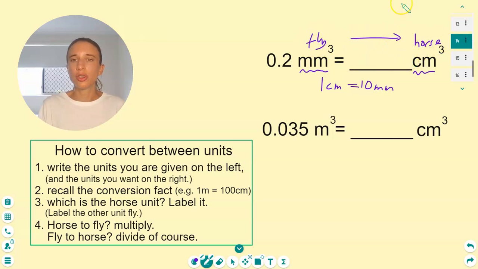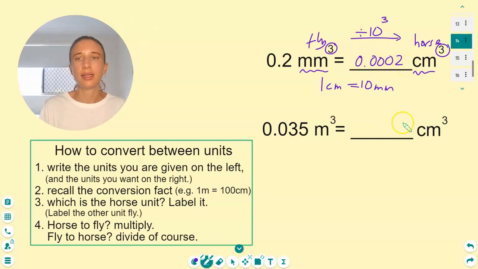Fly to horse, divide. Oh, what's wrong with my writing today? Divide, of course. So we're going to divide by 10. But then we realized we wanted millimeters cubed to centimeters cubed. So we must also cube that conversion factor. So 0.2 in my calculator divided by 10 cubed is a very, very tiny number. 0.0002.